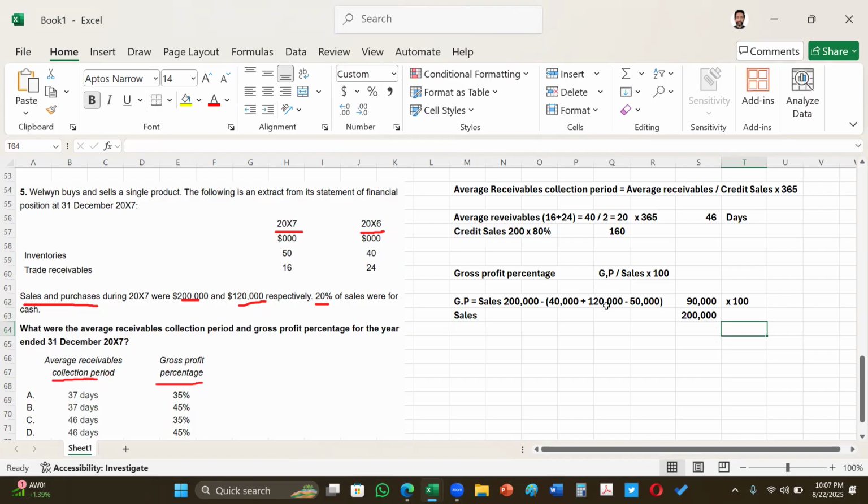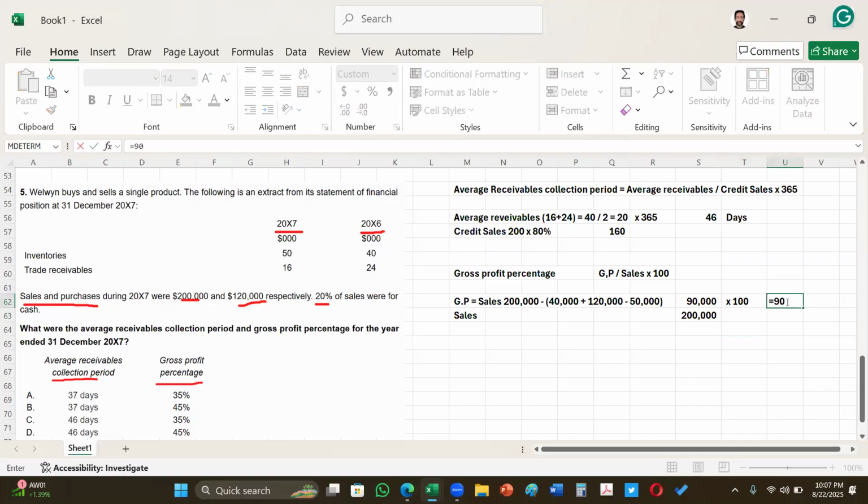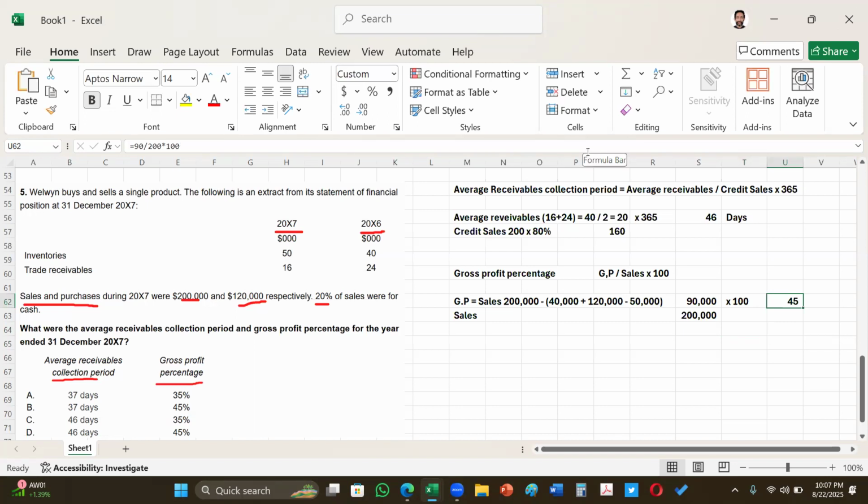So that is 160 minus 50, which is 110. I deduct it from sales. That is 90. So let's calculate the value. 90 divided by 200 multiplied by 100. The answer is 45%. So we have 46 days and 45%. That makes it option D. I hope this is clear.